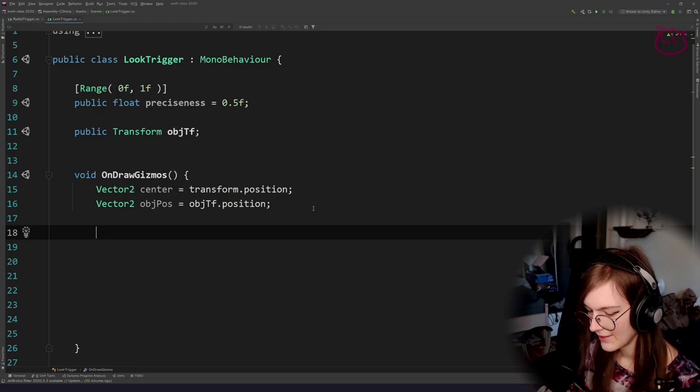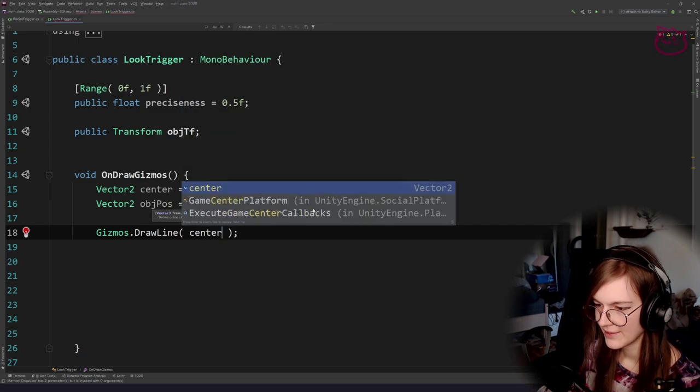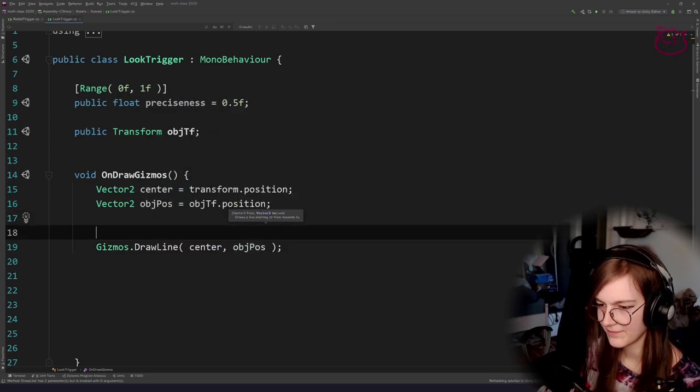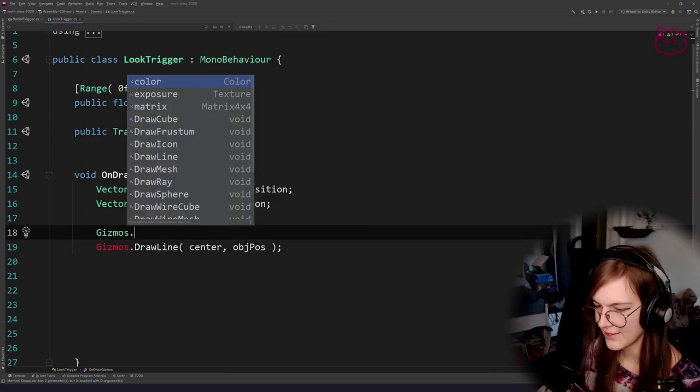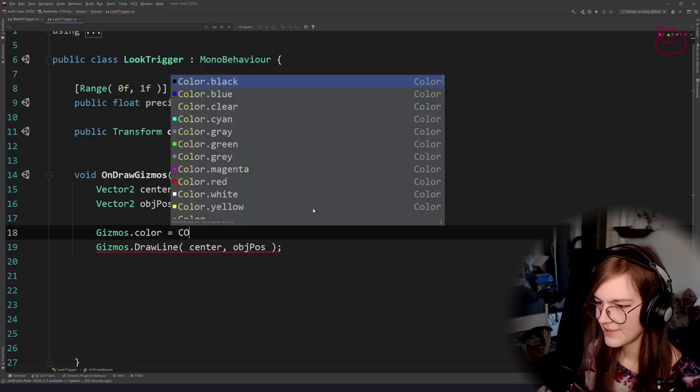So draw a line from center to object position. Also, we should probably make sure that we reset the color.